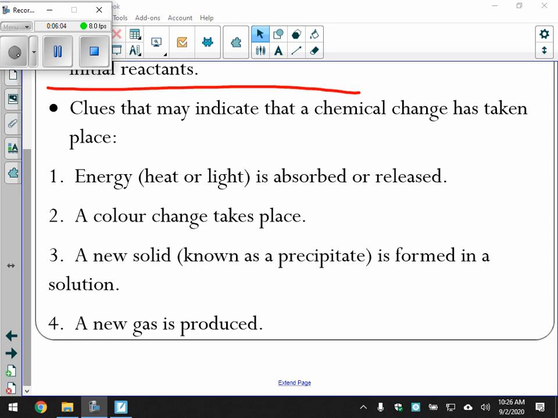Odors are another clue you could use that a chemical change is taking place. So odors are another option as well.